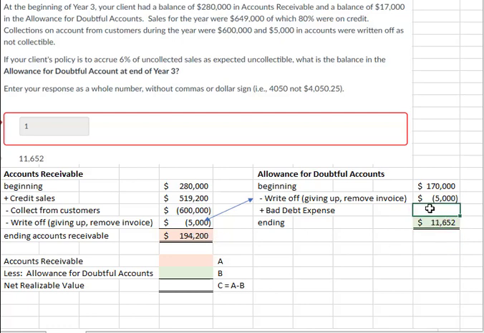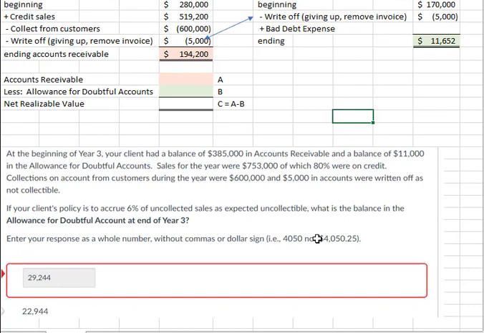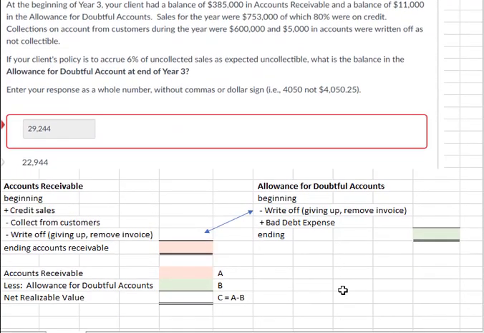I didn't have to solve for bad debt expense. They didn't ask for that, but they could have. And they could have asked for a net realizable value, but they didn't. All right, now you try one. Freeze the frame. You work this one.